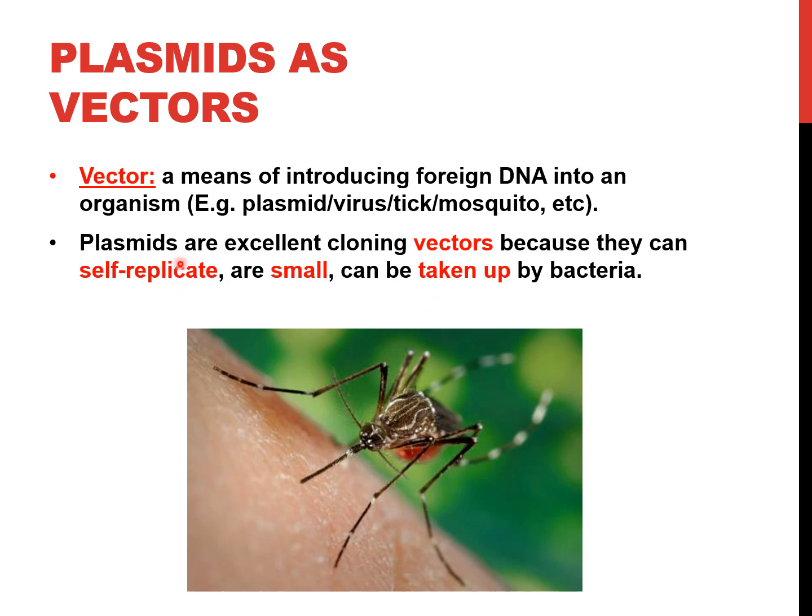So plasmids are excellent cloning vectors because they can self-replicate, are small and can be taken up by bacteria. So this is really the perfect way that we can actually edit genes, using vectors such as plasmids.